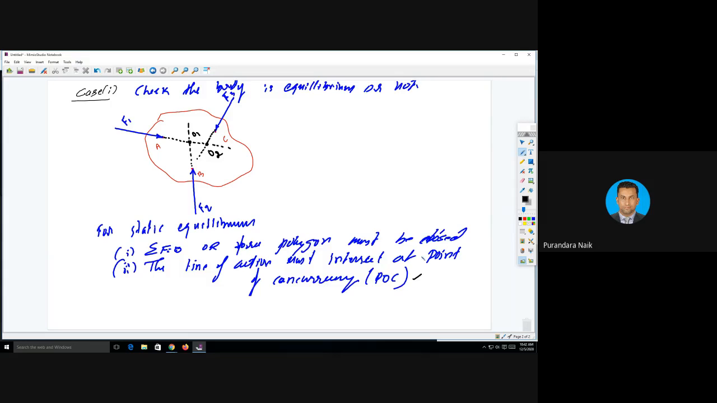So for the first condition also, if any one condition out of these two is not satisfied, then you can say it is not in static equilibrium. If it is in static equilibrium, both conditions should be satisfied. Write down below these two conditions.